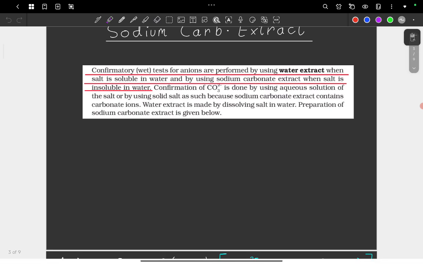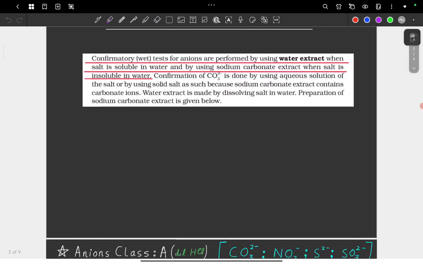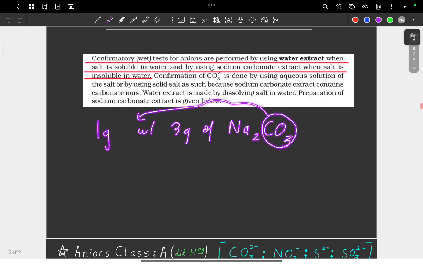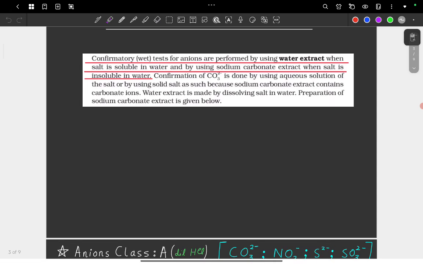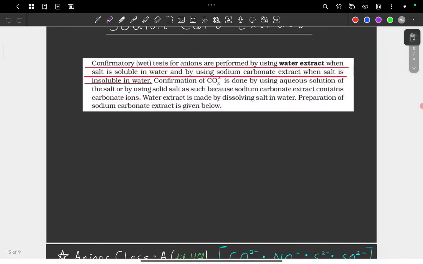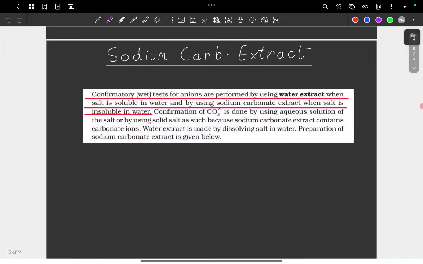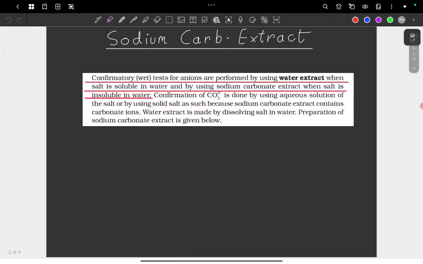What is that sodium carbonate extract? Note it down: we mix 1 gram of that salt with 3 grams of sodium carbonate, and the carbonate ion makes a sodium salt of the original salt, like some kind of displacement reaction takes place. Then we use that extract to perform our tests. So that was it about sodium carbonate extract. That's all you need to know.